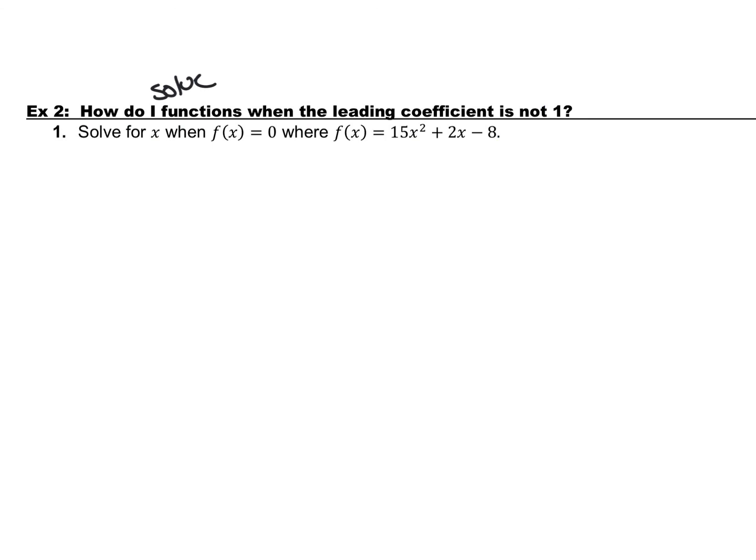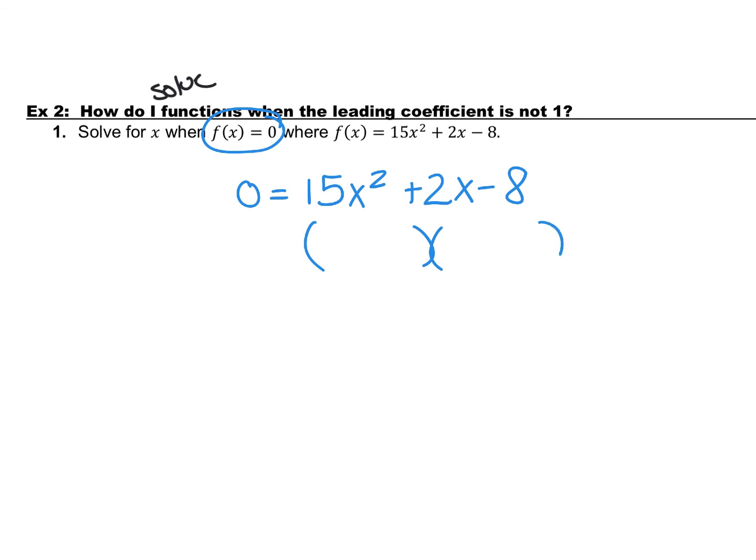All right, so how do I solve functions when the lead coefficient is not 1? All right, so we have f of x is equal to 0, where f of x is equal to 15x squared plus 2x minus 8. So what we're going to do then is when we have that f of x, remember that that is like saying the whole expression, or the y, we're going to plug in 0 for that f of x. 0 is equal to 15x squared plus 2x minus 8. And again, we're just going to solve. And so I'm going to find my factors. And let's try 3x and 5x. And that's then for 8, let's try -2 and 4. So let's see if that's going to work.